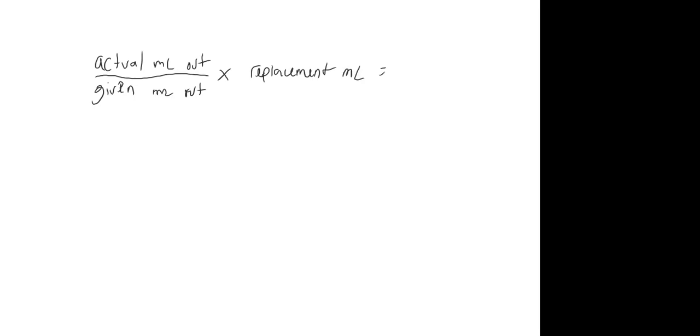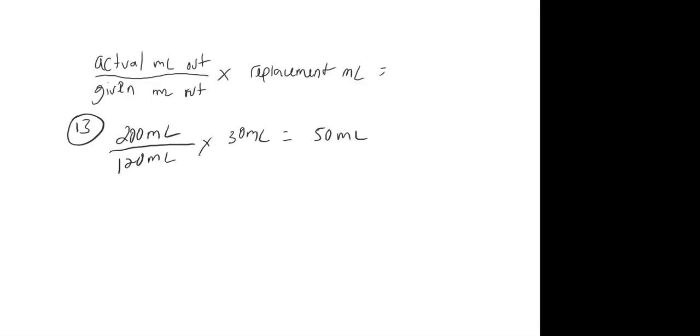So let's take number 13 for an example. The actual milliliters out is 200 milliliters. The given milliliters out was 120. And then the replacement is 30 milliliters. I can tell you that if you set that up that way every single time, you will get the answer that you're looking for. So for this particular question, you would just do 200 times 30 divided by 120, and you'll get 50 milliliters.